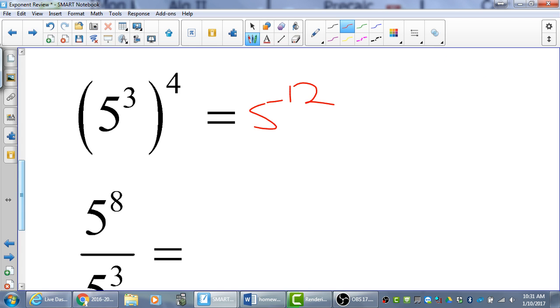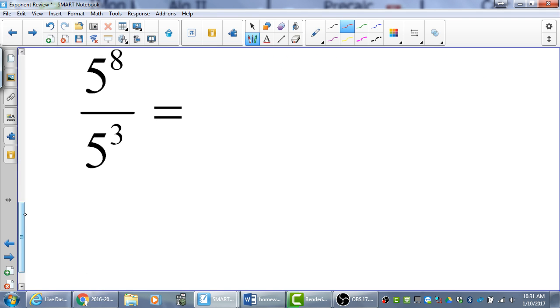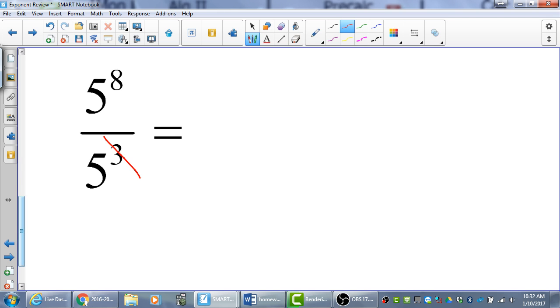Because you have 4 sets of 3. 4 sets of 3 is a total of 12. This one, these 3 cancel out 3 of those, leaving 5. So it's 5 to the 5th. You can subtract. 8 minus 5 leaves you 3. Questions on that slide?